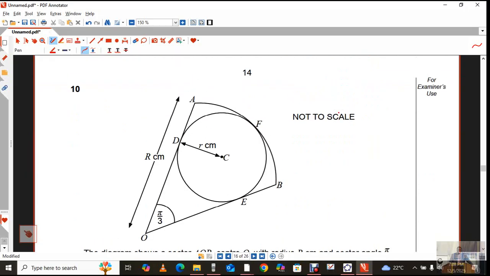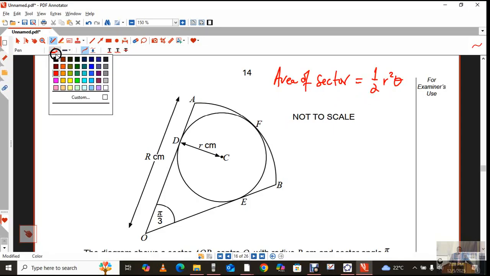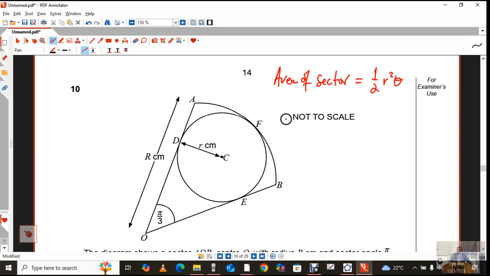Right, that brings me to question 10. So we have a little bit of circle geometry. Since I'm dealing with circle geometry, I like to write down certain formulas. Of course, you can find them in your formula sheet. The area of a sector is a half r squared theta. The other one that I like to also write down for myself is the arc length, which is nothing but the radius times theta. I like to write those things down.